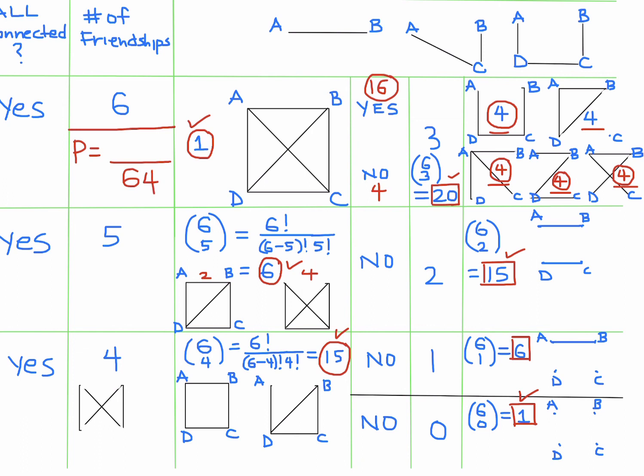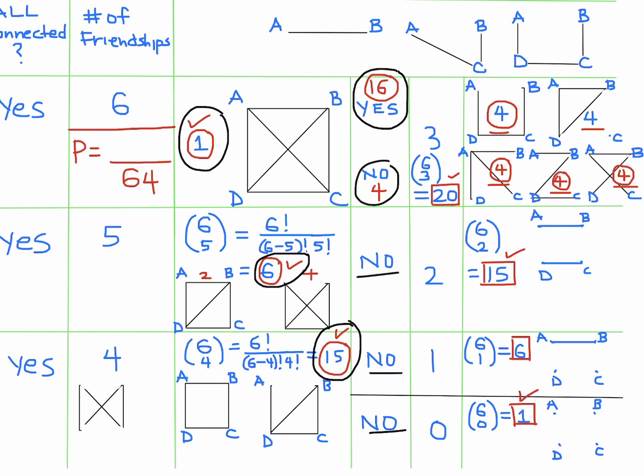The numerator is the yeses. So this was a yes, that's 1. This was a yes, that's 6, we're up to 7. This was a yes, that's 15, we're up to 22. This one was a yes, 16. So now we're up to 38. And that's it, right? Yeah, that's it, because everything else was a no. This is no, this is no, this is no, this is no. The 38 is my numerator.